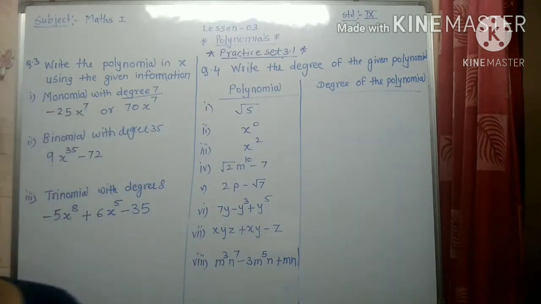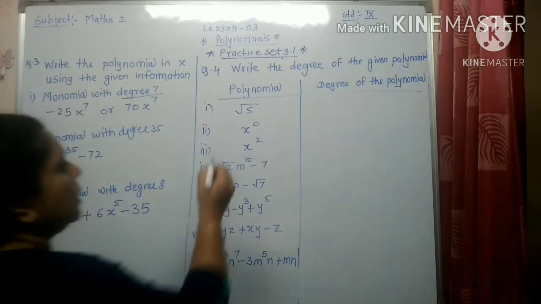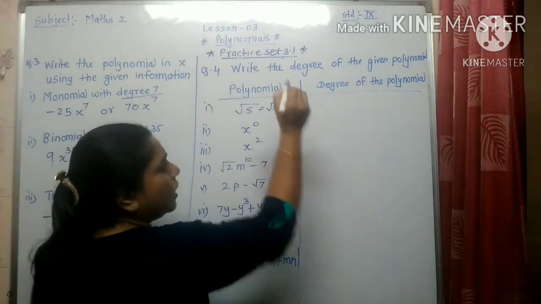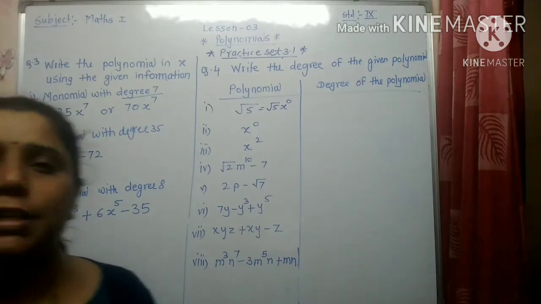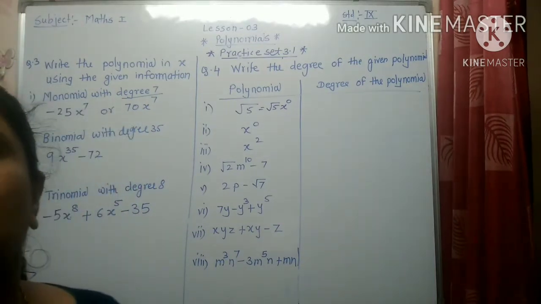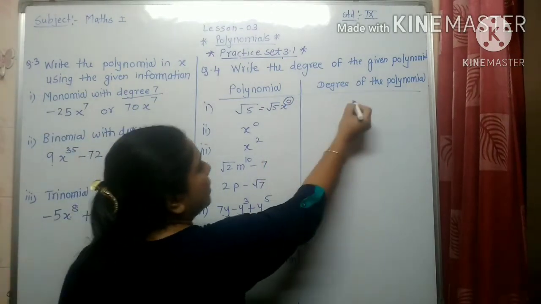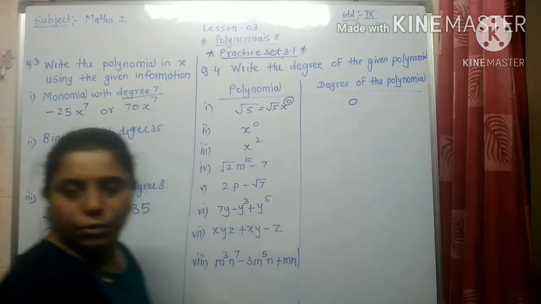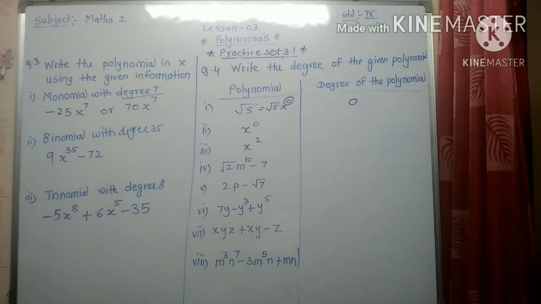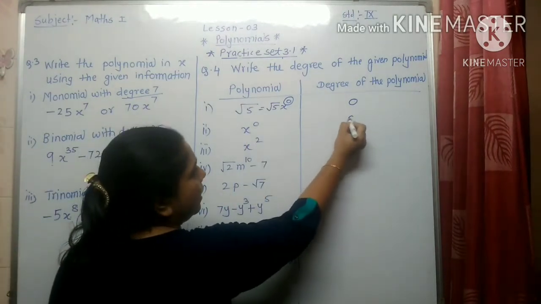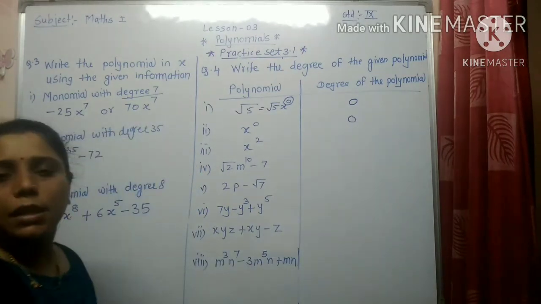Am I correct? So how to read it? I can write it as root 5 into x raised to 0, because anything raised to 0 is always 1. So here what will be the degree in this case? 0. Okay, you understood? Next, x raised to 0. Here the power is directly, you are observing, it is 0.